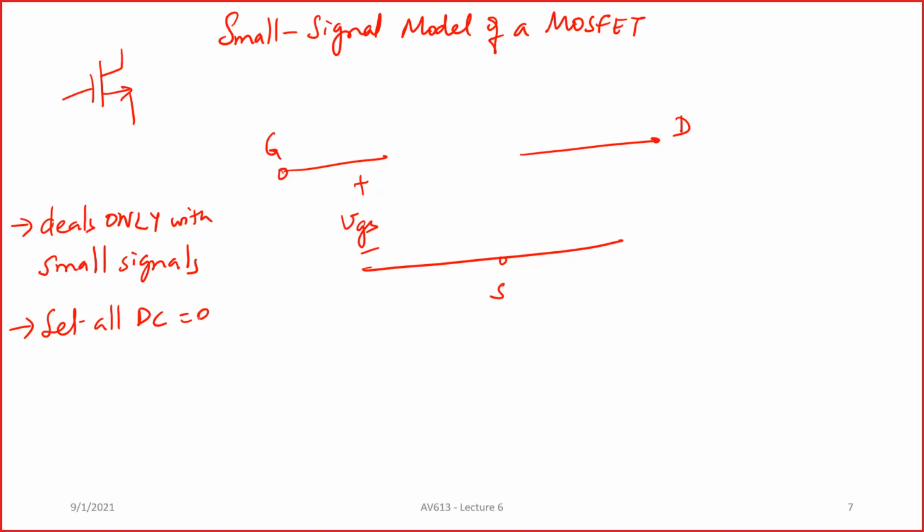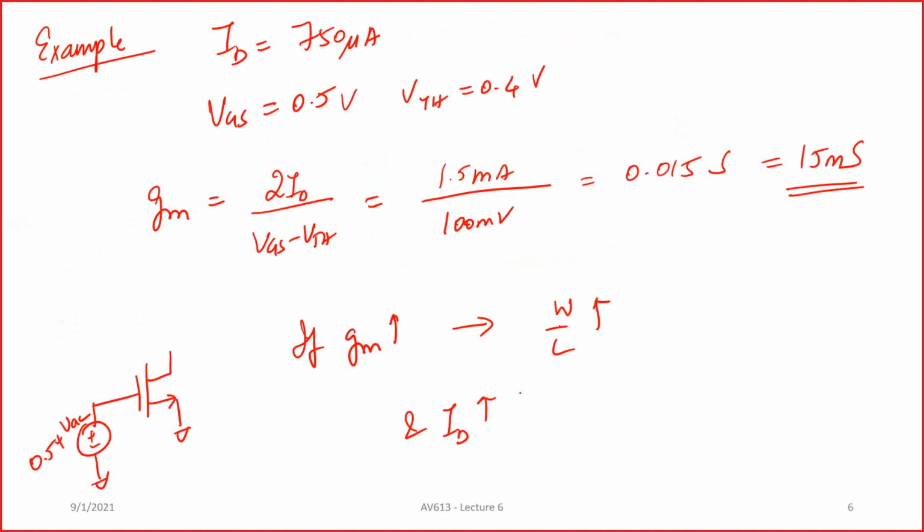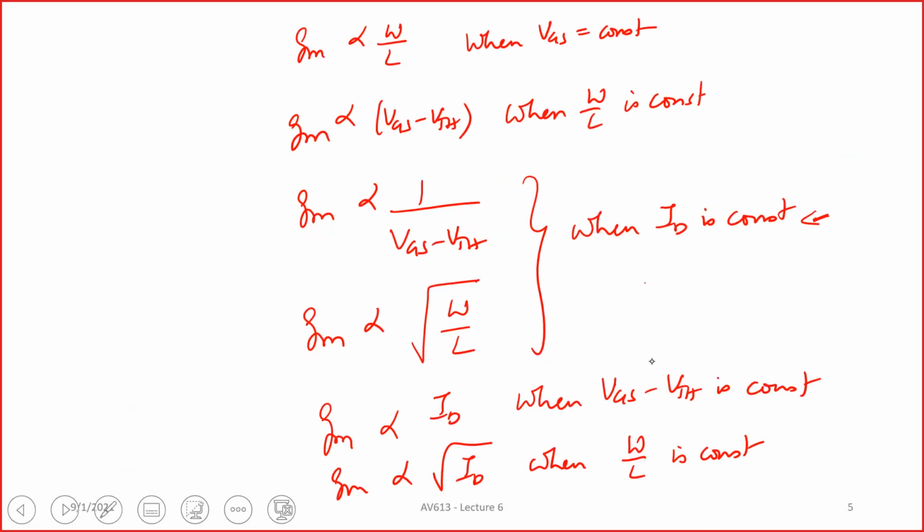Now, let me tell you one more thing. This parameter GM is a small signal parameter, all right? And, okay, let me write it here.